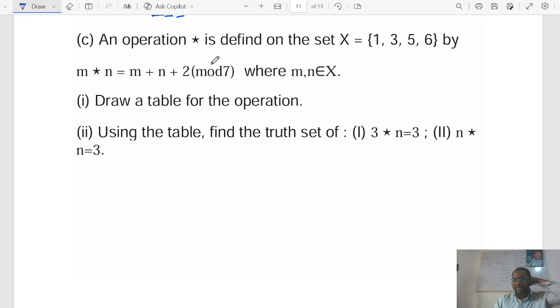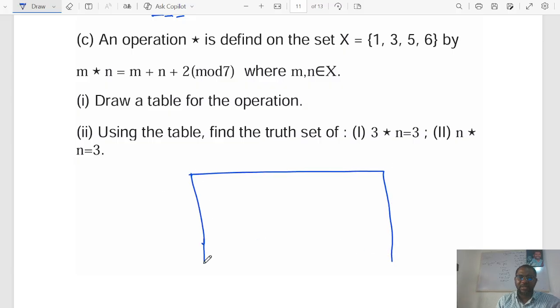Now the next question says an operation star is defined on the set X equal to {1, 3, 5, 6} by m star n. This is a binary operation, m plus n plus 2 mod 7, where m and n are elements of X. They are all elements of X. Draw a table for this operation. Interesting. Now, since it has to do with mod, I have to be careful.